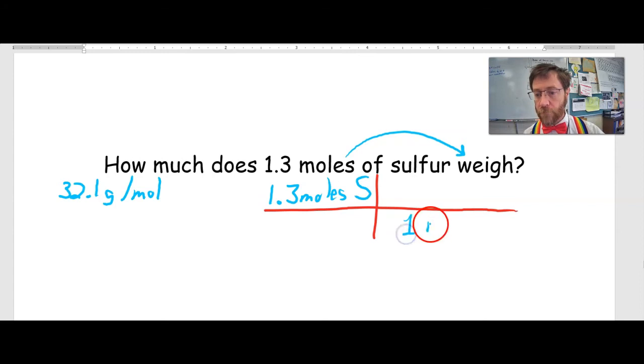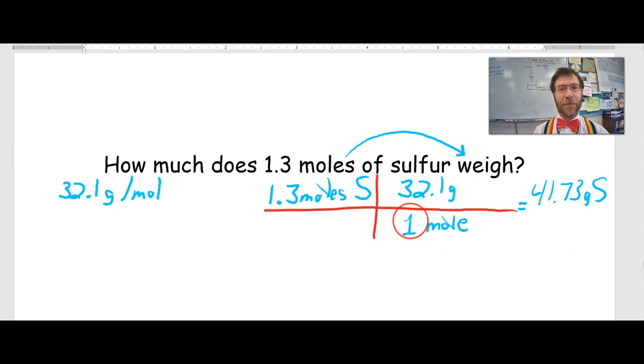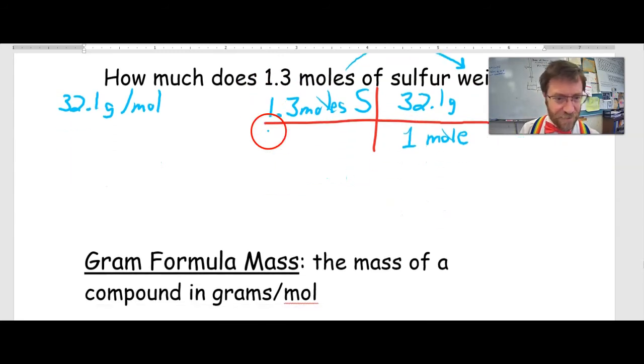Put them into the upper left-hand corner of my lines of paint. And if I have moles in the upper left, I want moles in the bottom right. So I will put 1 mole is equal to 32.1. All right, 41.73 grams of sulfur. Okay, yeah, got that one right. I should be able to do this.